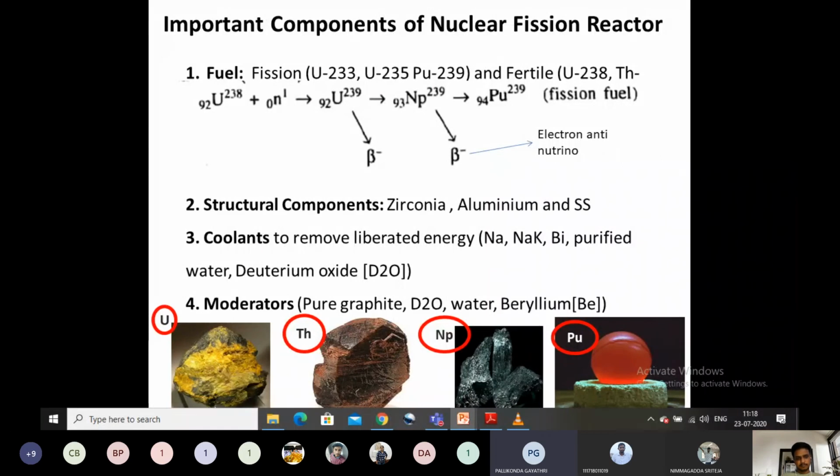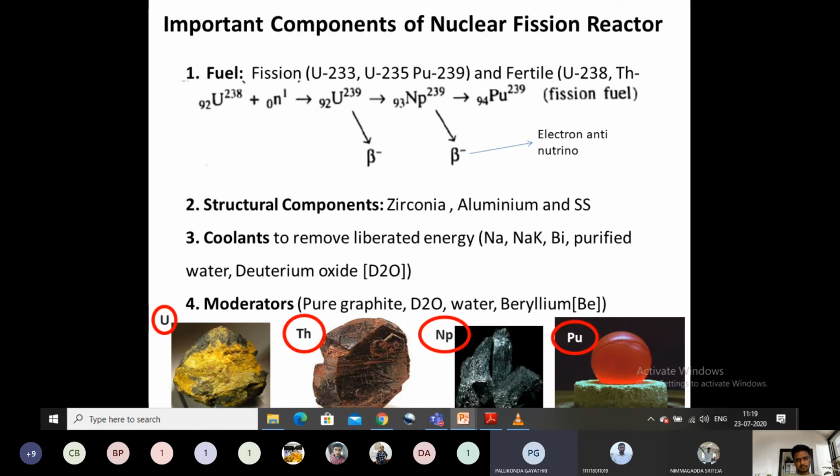These reactors have 4 types of components. First one, fuels. Second, structural components. Third one, coolants to remove liberated energy. Fourth one, moderators. In this, fuels are divided into 2 types: fission fuels and fertile fuels. Fission fuels are the elements such as oxides, carbides, nitrates, sulfates of uranium. Next, fertile fuels are the atomic elements which, by undergoing nuclear reaction, give fission fuels. These fuels include uranium and thorium.